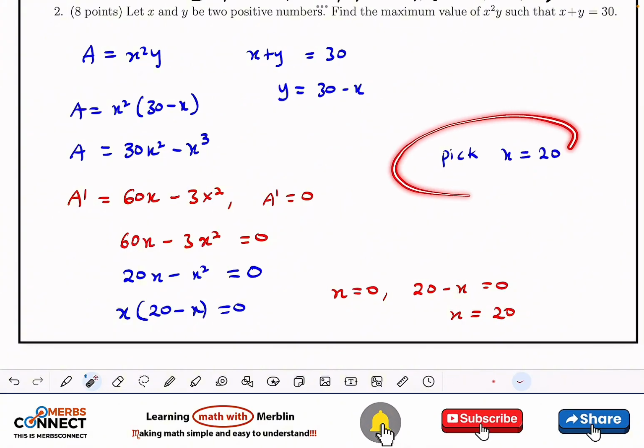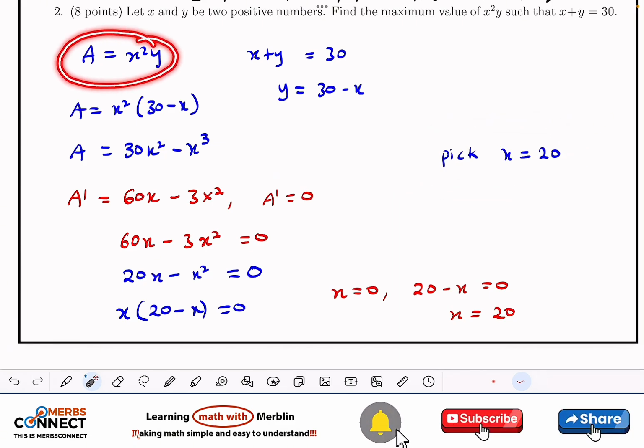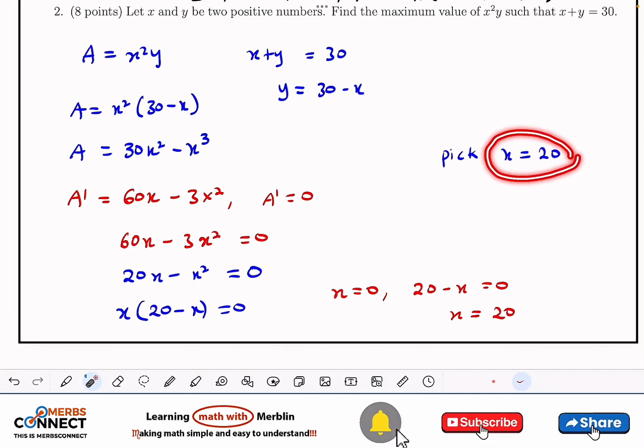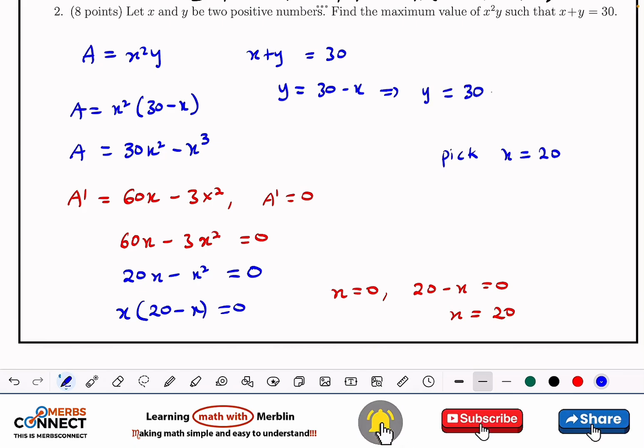So now that we are picking this one, since we want to maximize this area, we are going to plug this inside this so that we can get the y value, and then we find the maximum area, right? Or the maximum of x squared y. So let me do that. From here, I plug in x, and I'm going to have y is equal to 30 minus 20, and this is going to give us 10.